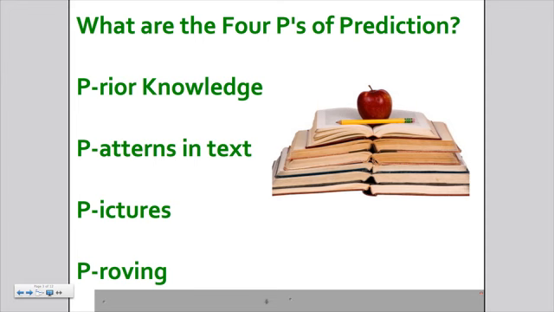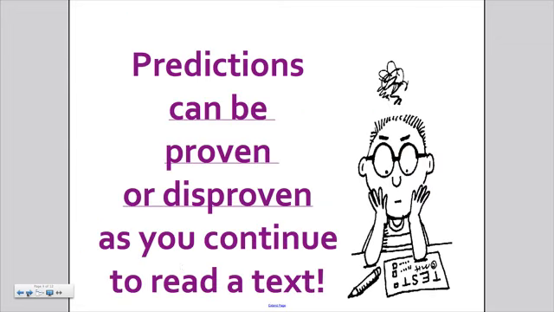Prior knowledge means connecting to our prior understanding that the author is talking about. Patterns in text means a certain way that the author is continuing to explain in a certain pattern. Pictures are a great way to look and help make a prediction, as well as looking at the text for answers or proving with text. Predictions can be proven or disproven as you continue to read a text.